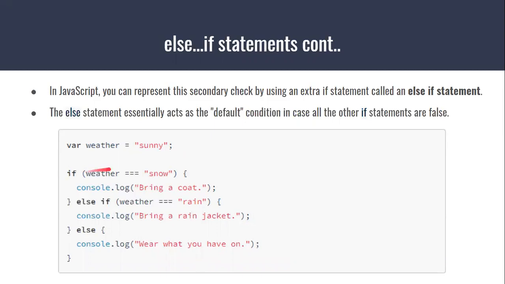Obviously, the first condition is going to fail, and if you notice, they're using the triple equals. Remember, we talked about equality and inequality and being very strict.